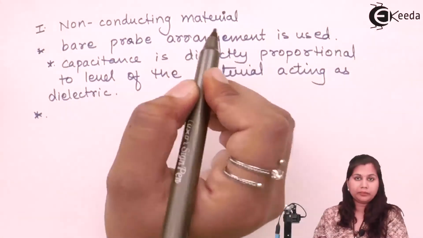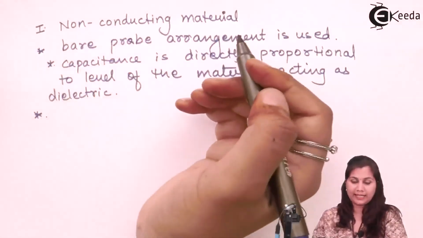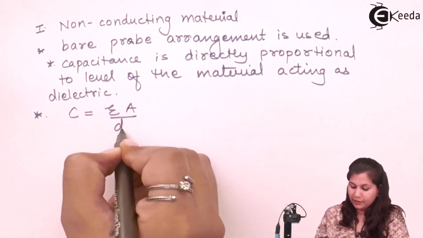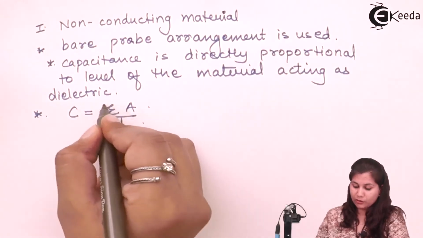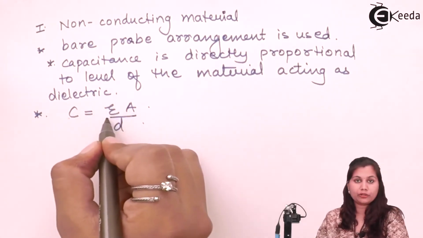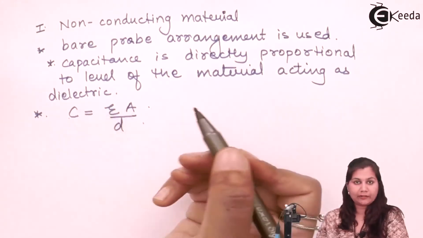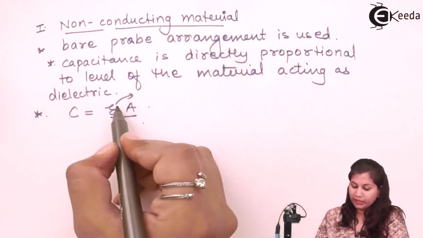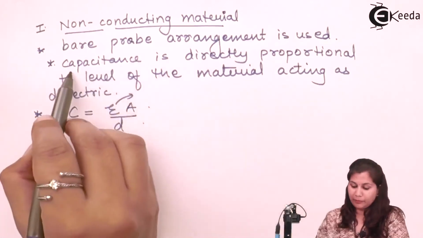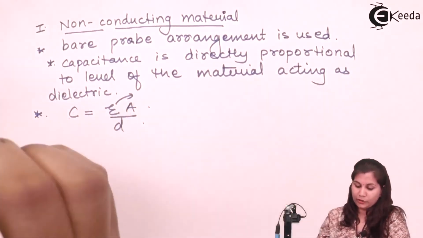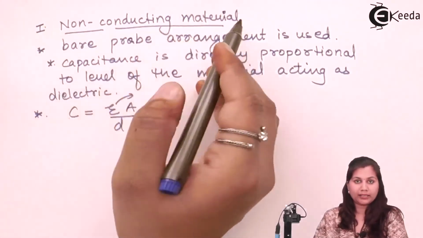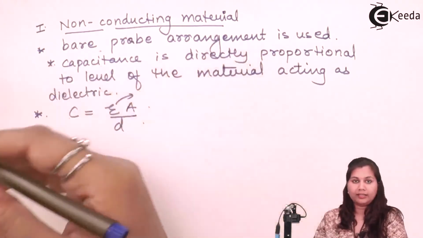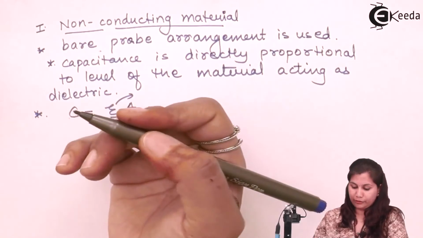Also, the resistance of the material is very high, so it can be used as the dielectric medium. And in the formula, capacitance is equals to epsilon A by D. So area is constant, distance is constant. So capacitance is directly proportional to the dielectric constant or the dielectric medium. And dielectric medium is our non-conducting material. So we can say that the level of the material is directly proportional to the capacitance. Okay, so this is how the level of the non-conducting material is measured, where bare probe arrangement is used for the measurement, and the liquid is itself acting as the dielectric.